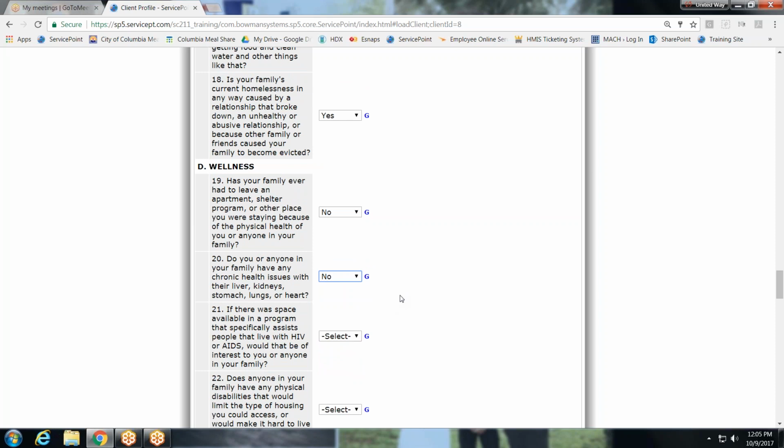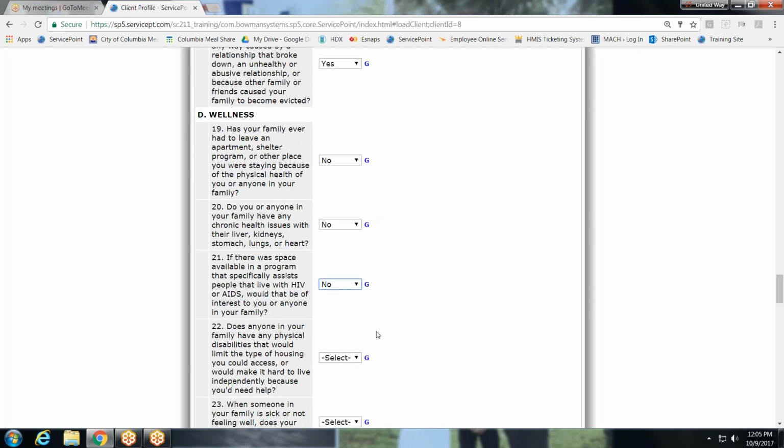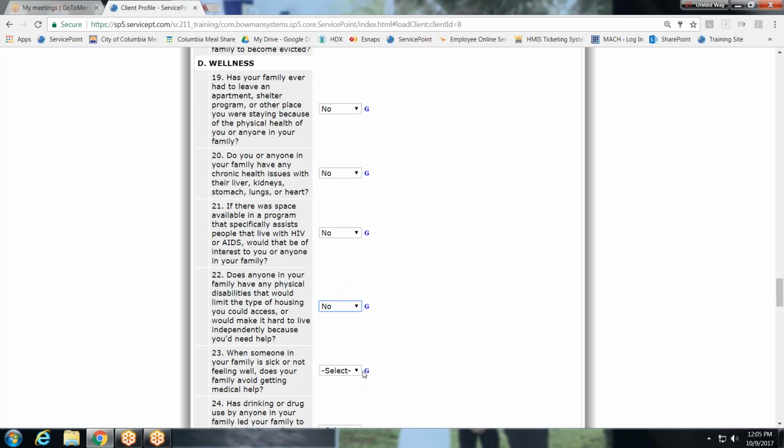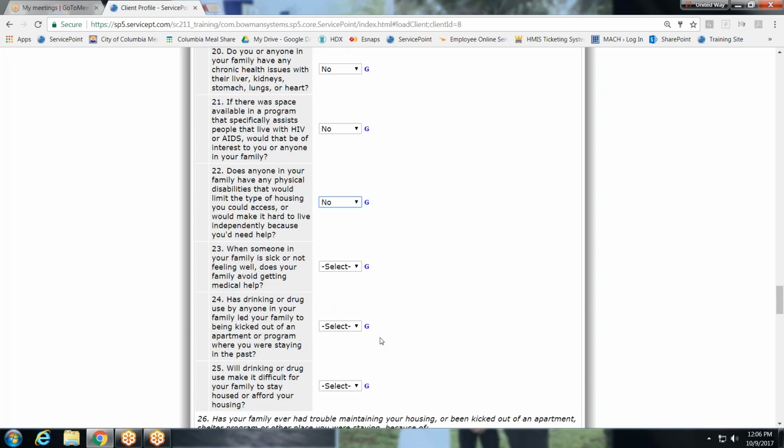If there was a space available in a program that specifically assists people that live with HIV or AIDS, would that be of interest to you or anyone in your family? No. Does anyone in your family have any physical disabilities that would limit the type of housing you can access or make it hard to live independently because you need help? No. When someone in your family is sick or not feeling well, does your family avoid getting medical help? Yes.